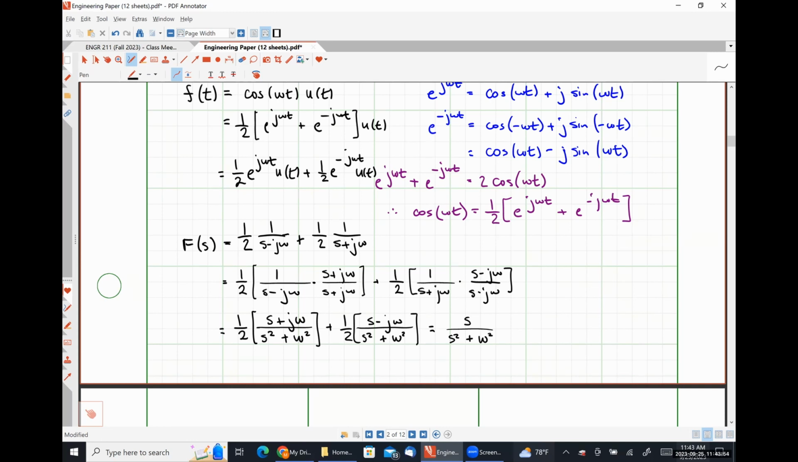No integration by parts whatsoever, literally just using the Laplace transform of a simple exponential function and applying it to our signal here because we were able to express it as the sum of exponential functions. Ryder, what's up?